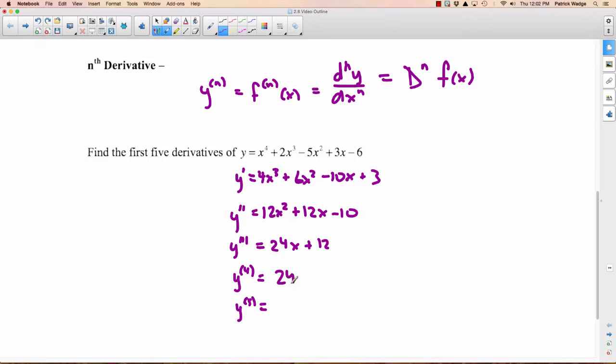Fifth derivative. Take the derivative of 24. Well, that's just a constant, so the derivative is 0. What if it was a sixth derivative? Still 0. Seventh derivative, 0. 28th derivative, 0. From now on, they're all going to be 0. And that's basically all you need to know about higher order derivatives.